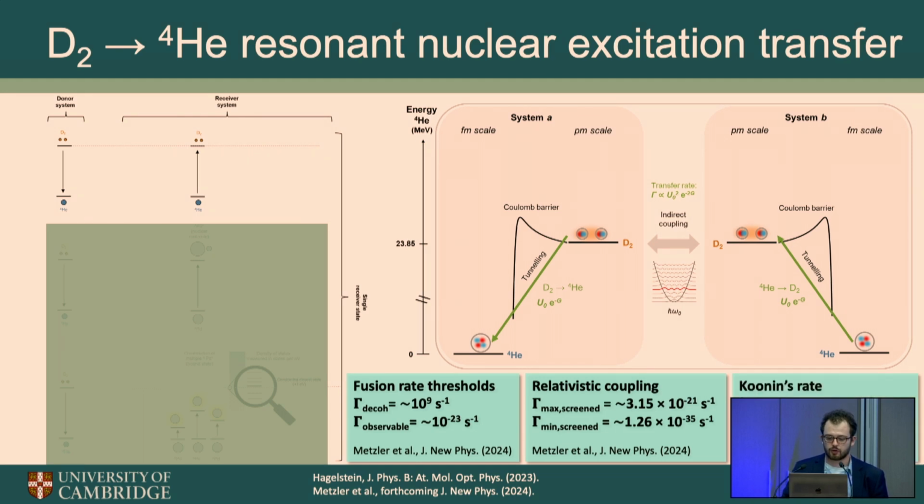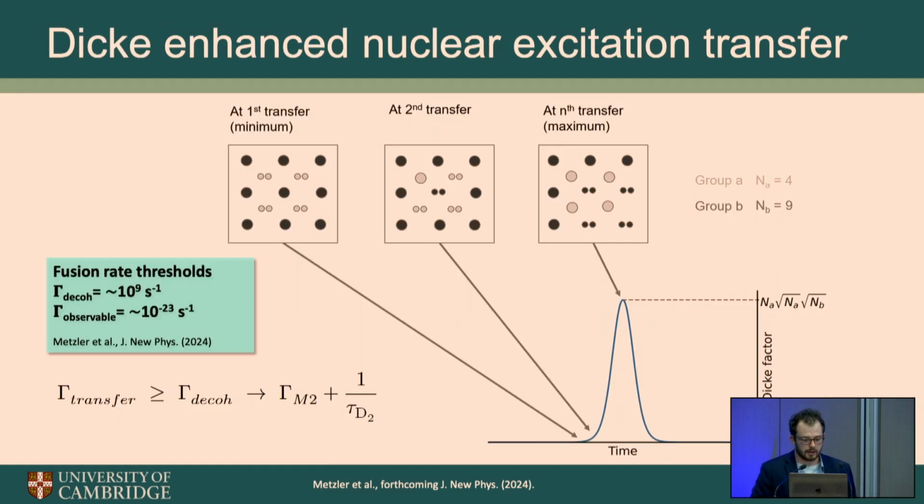And just to compare with Kunin's rate, you can see that it's substantially faster, but still it's not observable, and still it doesn't beat the decoherence time, in particular the minimum. And so when we talk about the minimum, you can see here as a function of time, we start. You can imagine a group A, these are the donors, and group B, these are the receivers of the nuclear excitation transfer.